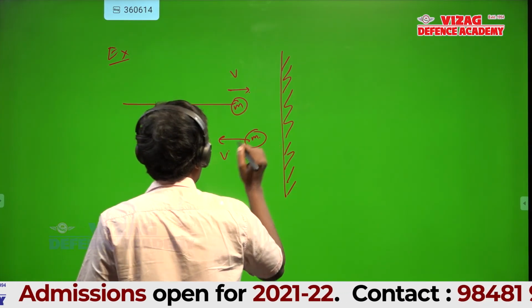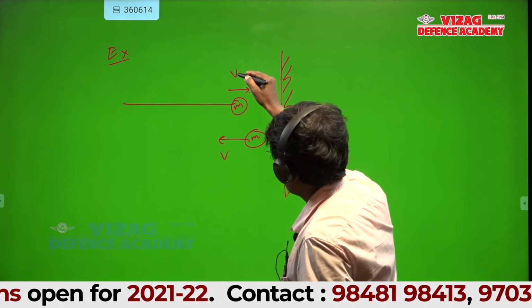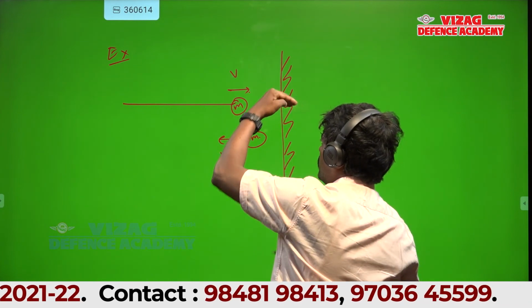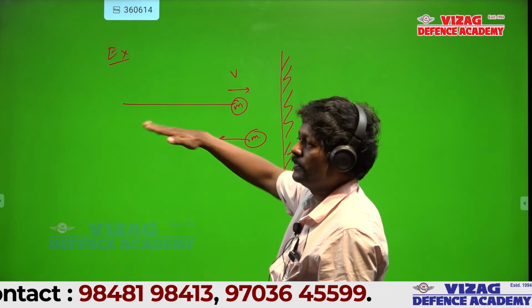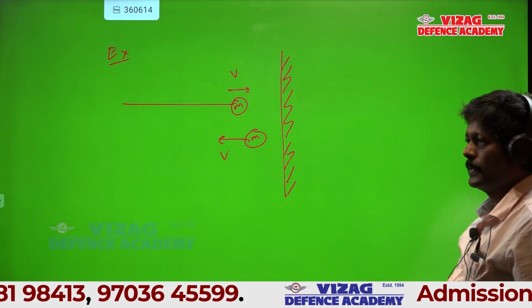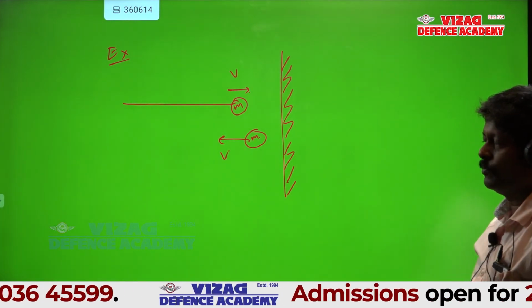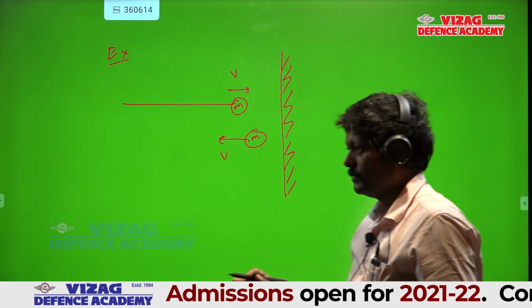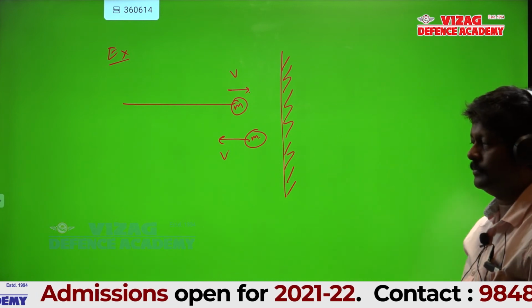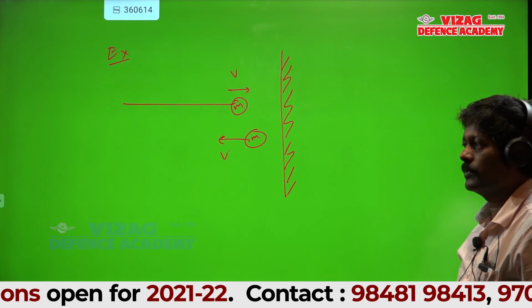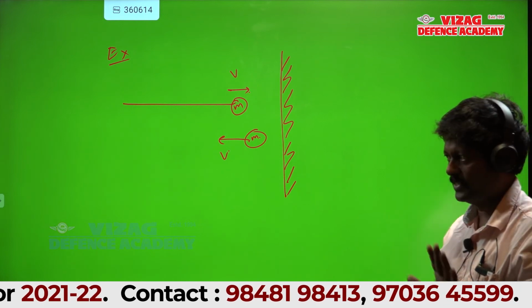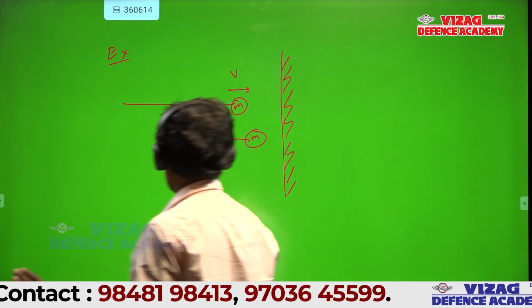Momentum is mv. It hit with v and also bounced back with v. Change in momentum: mv minus mv, zero? Let us see. Let us see.